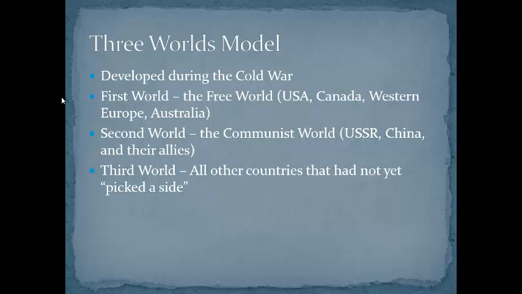So the three worlds model split the world up into three worlds. The first world, which was the free world, so countries with democratic capitalist economies. So that would be the United States, Canada, Western Europe, Australia, Japan, those countries that had democratically elected governments and had a capitalist free market economy. On the other hand, you had the second world, which is the communist world. So the USSR, China, and their allies. So countries that had communist governments.